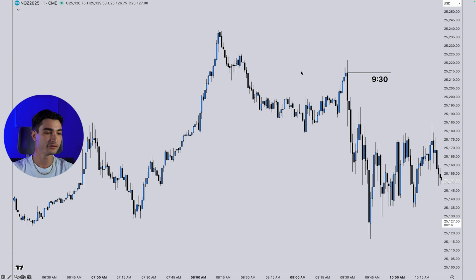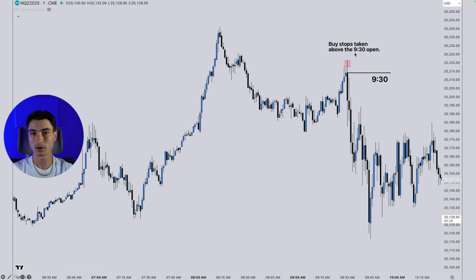Let's get into it. So first things first, we note the 930 open. That's when the show starts. So at 930, we look left to frame our liquidity. We have this short-term high here, and then we have these equal highs here that were attacked going into 930. So we have buy stops taken above the 930 open. So here's our 930 open. Above it, we take out this high.